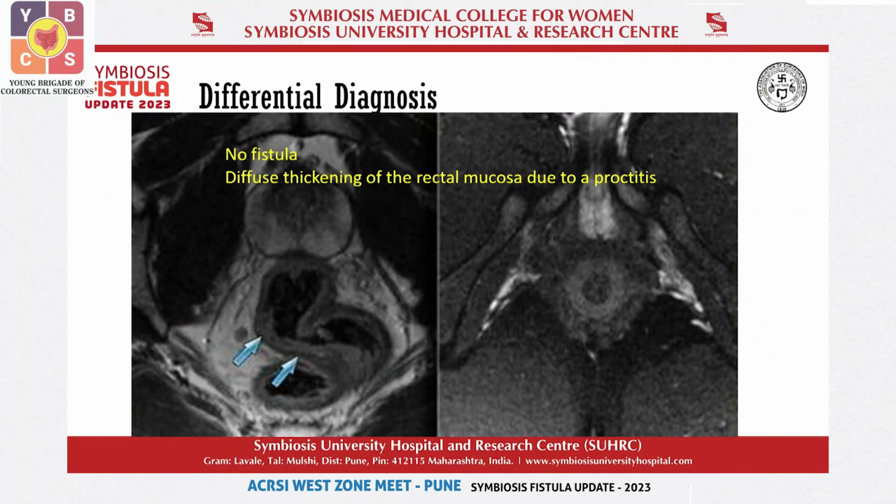Okay, so not all that we see on MR is actually fistula in ano in all suspected patients. So we have to keep in mind the differential diagnosis in certain cases. Here, in this particular case, we can see only the wall thickening of the rectum and the anal canal. It is a case of proctitis, and there is no fistula in ano here.